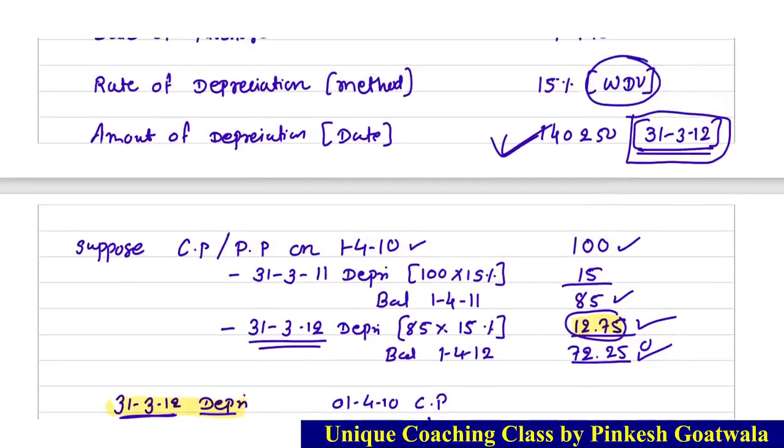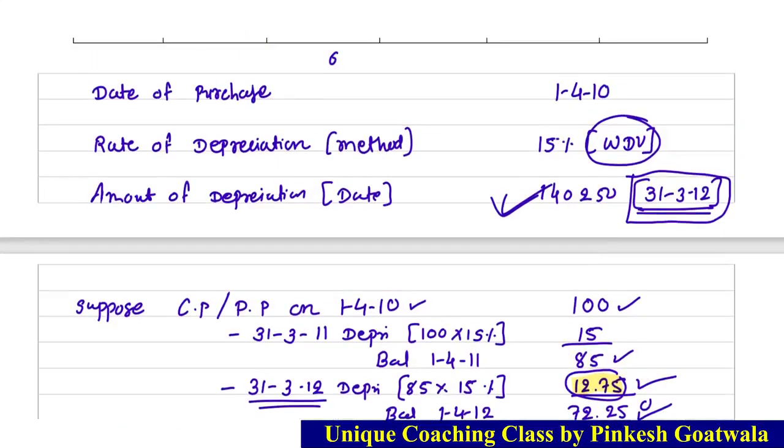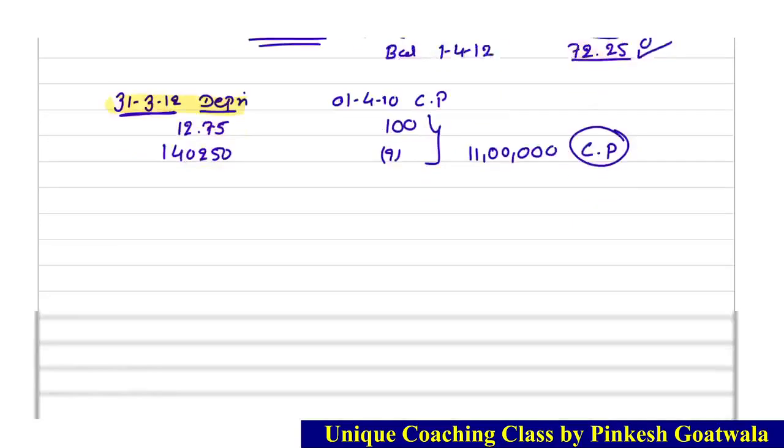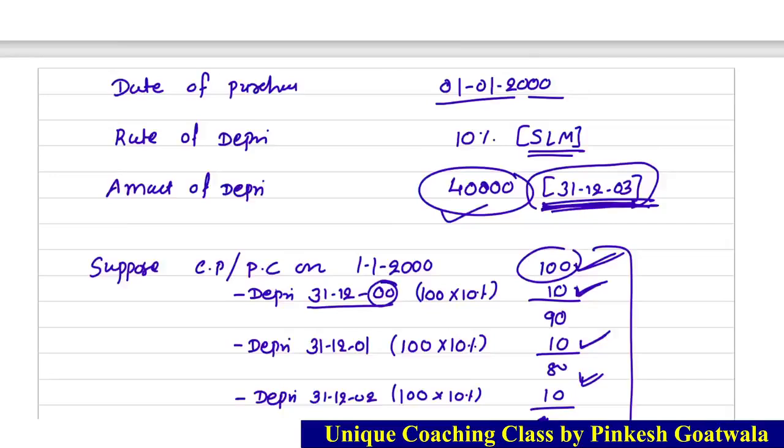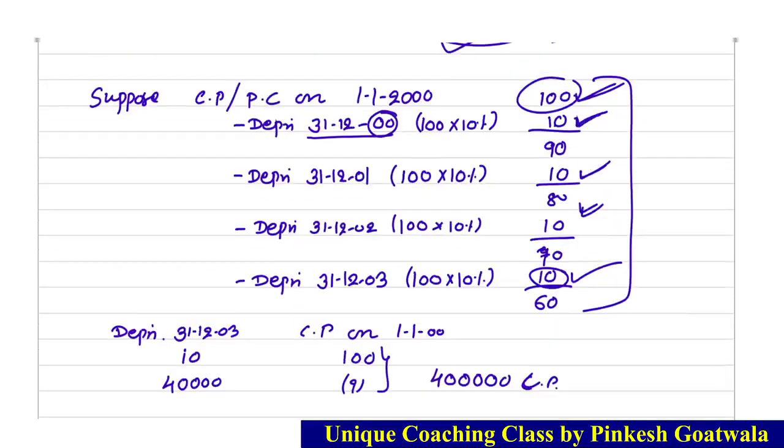Remember, in the exam it is not compulsory to show all this calculation. If you use your common sense and do the calculation on the calculator, it is allowed. It is not necessary to show it in the exam. So here in this question you will get the cash price of how much? 4 lakh. So now let's start the question.